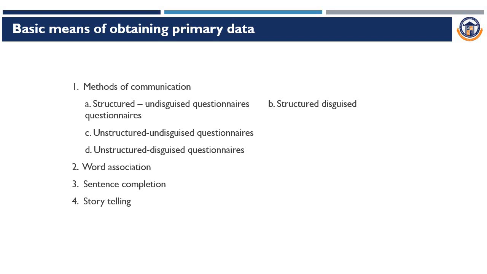Structured disguised is the same as the previous one. We can correlate according to the terminologies or according to the type of questionnaire. And word association: when we are collecting the primary data, we definitely have to look into the questionnaire, or even if it is a telephonic survey or mail survey, we have to be careful about the terminologies we associate to complete a particular sentence or statement. So word association is highly important for collecting primary data.